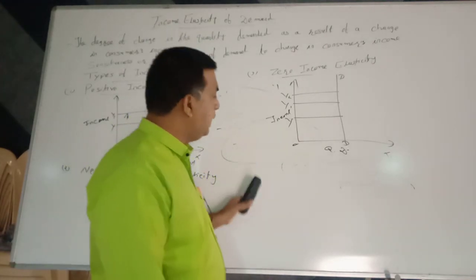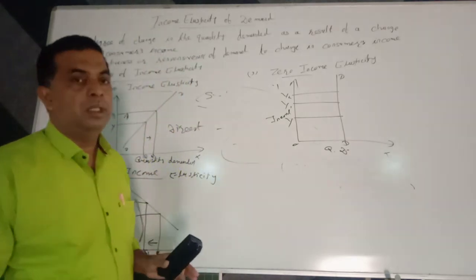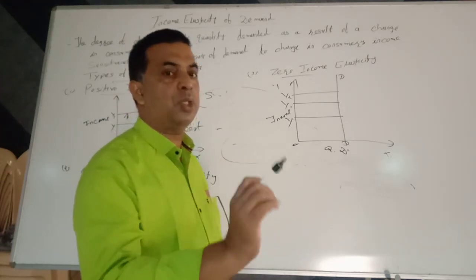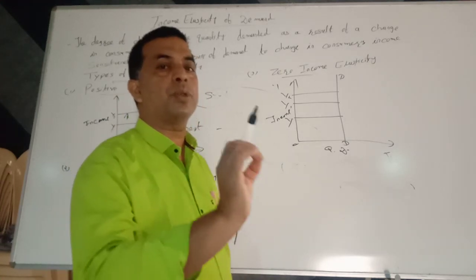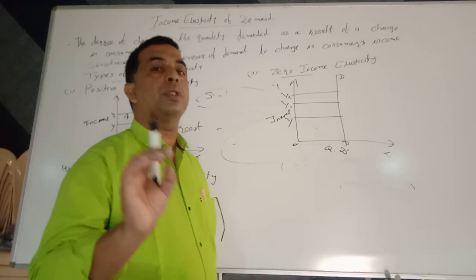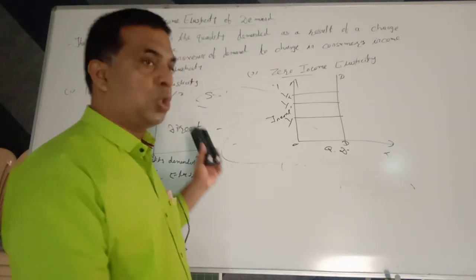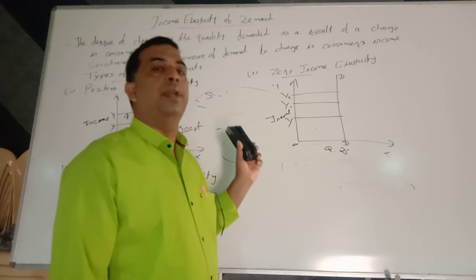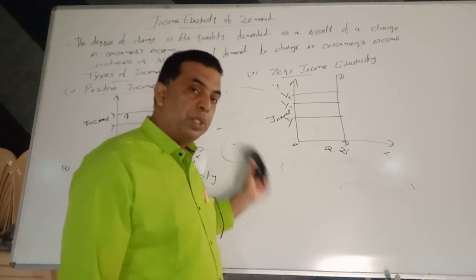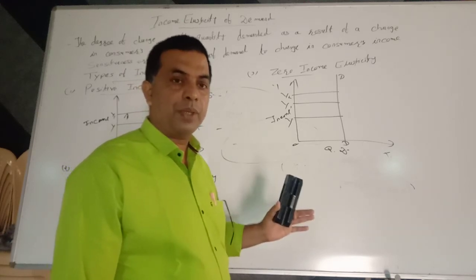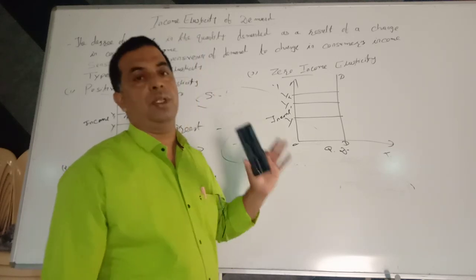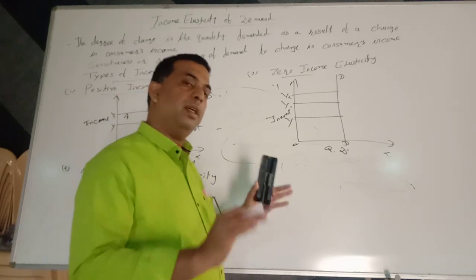Getting my point? So in this video lecture, we discussed income elasticity: the proportionate change in quantity demanded due to the proportionate change in income of the consumer. It has three types: positive income elasticity, negative income elasticity, and zero income elasticity. Positive income elasticity has three subtypes: equal to unity, greater than unity, and less than unity. Okay, that's it for today. Thank you very much.